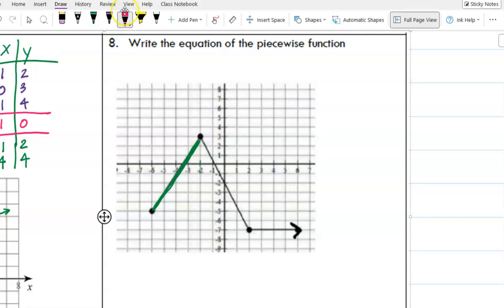And then I'm going to write an equation for this function, or that part, that piece. And then I'm going to write an equation for that. So it's going to have three different equations with three different restrictions on the domain. So I have f of x equals, and then one of these things. Let's do the purple because it's the easiest. Okay, so let's say that is -7. It's a horizontal line, and it's when x is greater than or equal to 2.